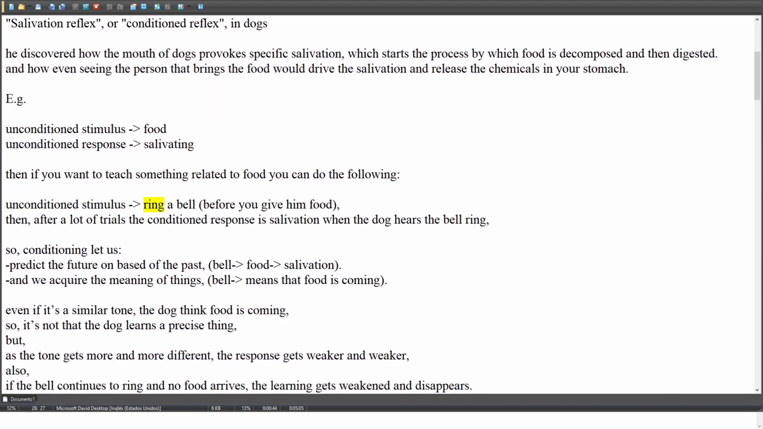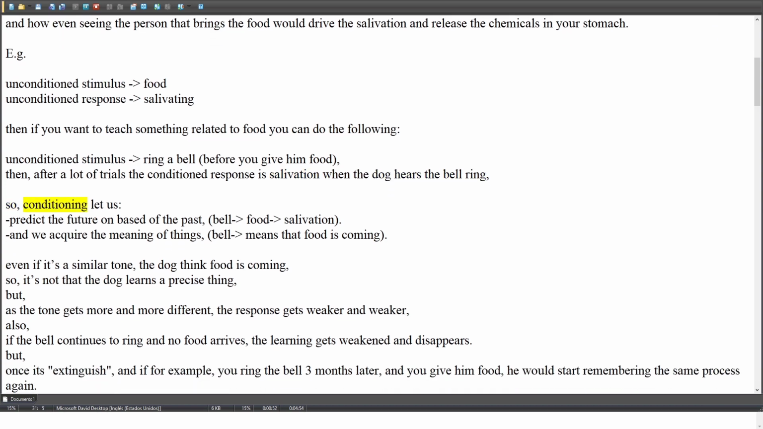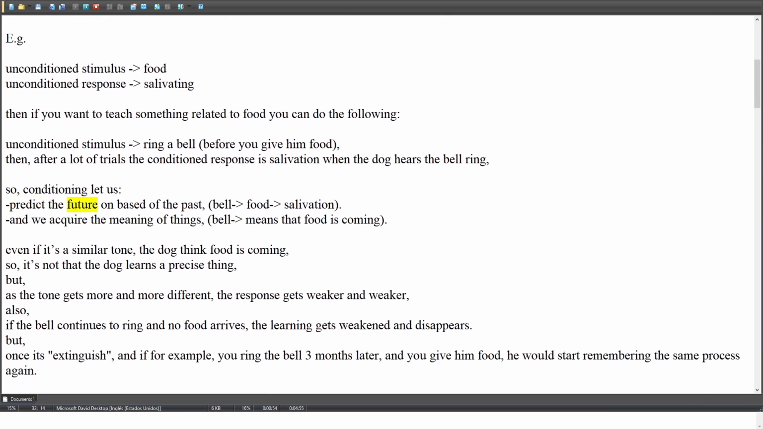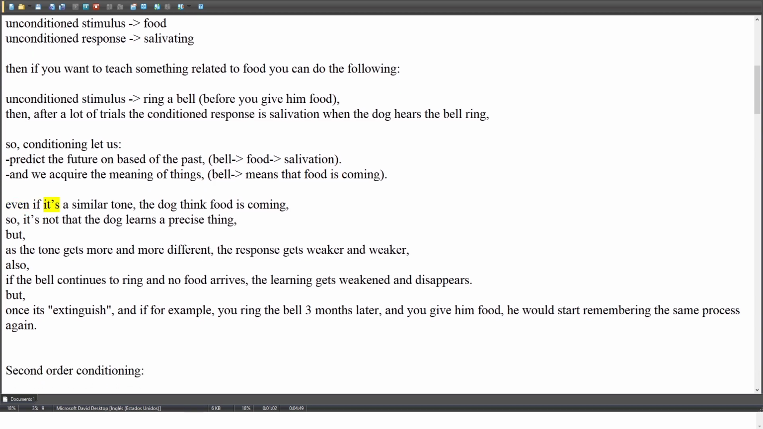Then if you want to teach something related to food, you can do the following. Conditioned stimulus: ring a bell before you give him food. Then, after a lot of trials, the conditioned response is salivation when the dog hears the bell ring. So, conditioning lets us predict the future on the basis of the past: bell, food, salivation. And we acquire the meaning of things: the bell means that food is coming. Even if it's a similar tone, the dog thinks food is coming.